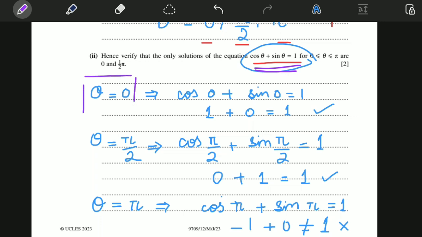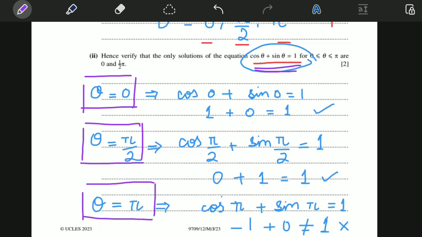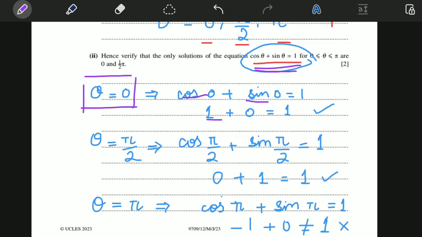You are going to put all the three solutions that we found in the previous part into the given equation, this one that is now given to you, and we will verify if left hand side is equal to right hand side. Then it is verified that these solutions are valid, and for the angle for which this is not valid, they will not be equal. I hope you get it. Okay, so let's start from theta equal to 0. So cos 0 plus sine 0: cos 0 is equal to 1, sine 0 is 0. So left hand side is equal to right hand side, hence proved that theta equal to 0 is a solution.